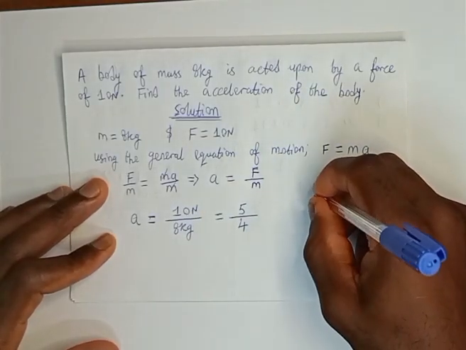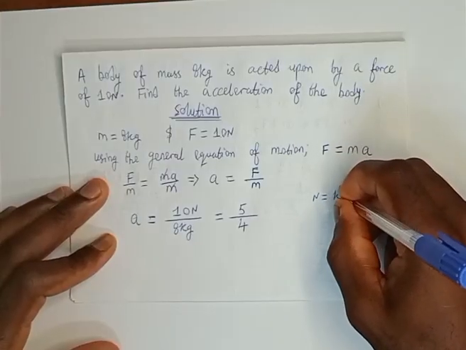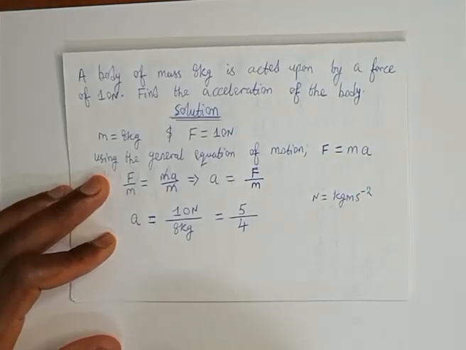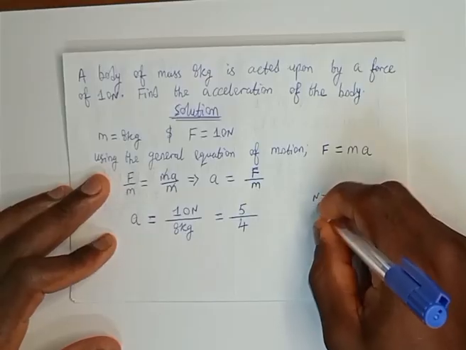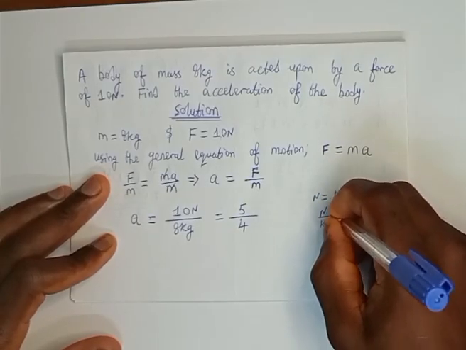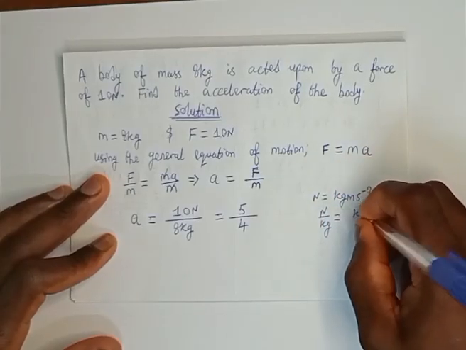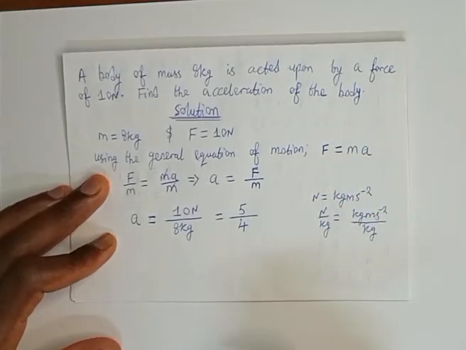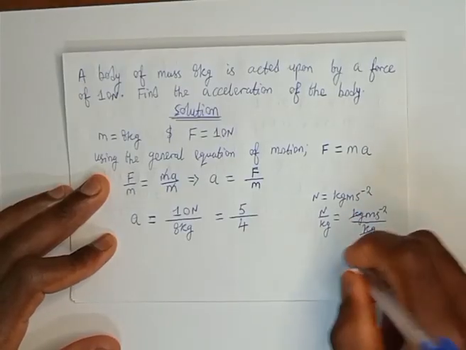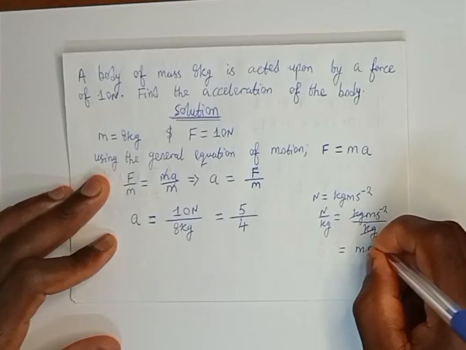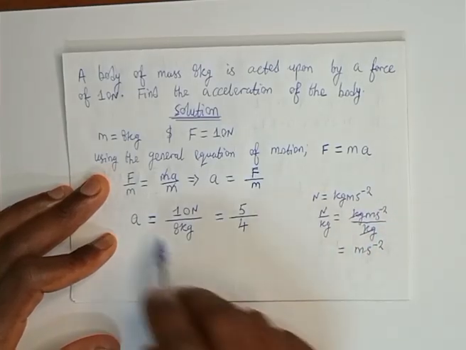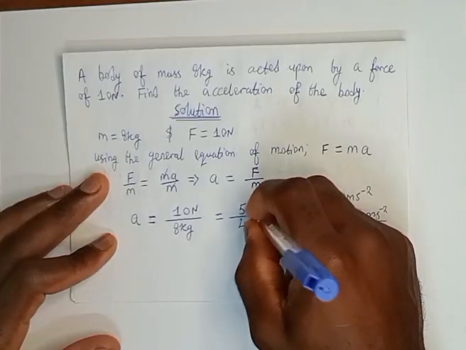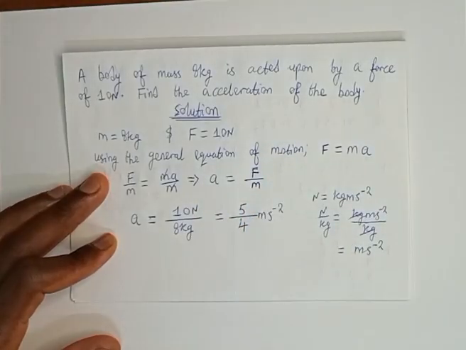Newton, remember, is simply equal to a kilogram meter per second squared. Dividing the newton by kilogram is simply equal to dividing kilogram meters per second squared by kilograms. Kilogram will strike off kilogram, and we will simply be left with meters per second squared, which is the unit for acceleration. That means newton divided by kilogram gives us meters per second squared.